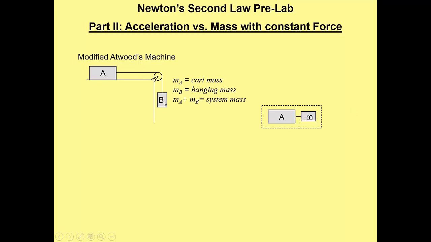So I've taken B and I've slid it up next to A. And then we're going to look at this as one big system, or if you will, one big system mass. So let's draw the force diagram here. What forces act on this system? Well, of course, gravity, right? Except we've got two forces of gravity.